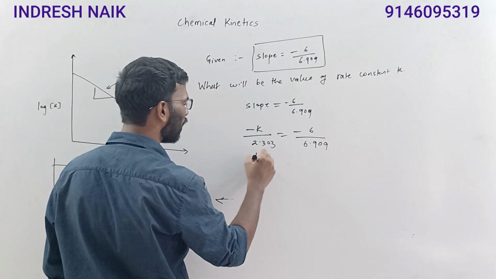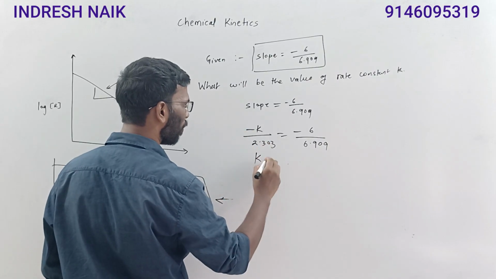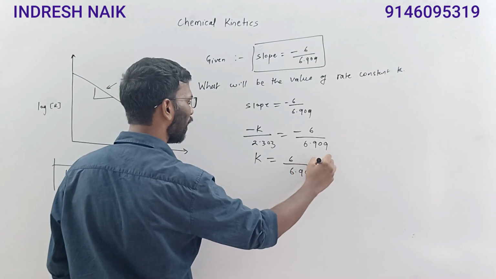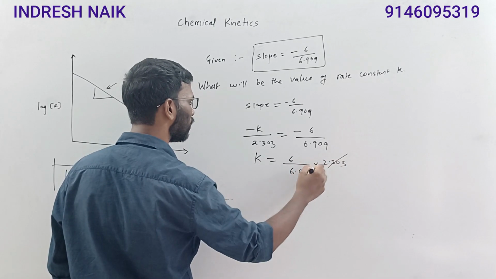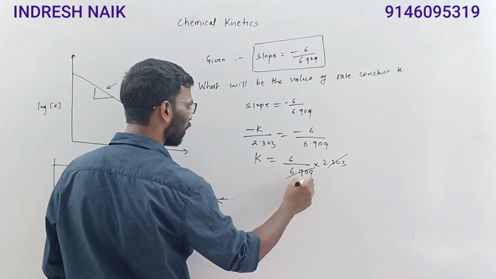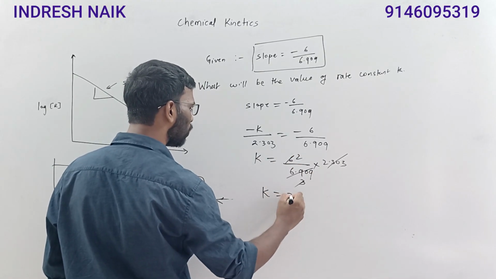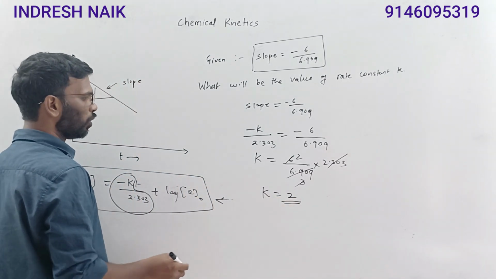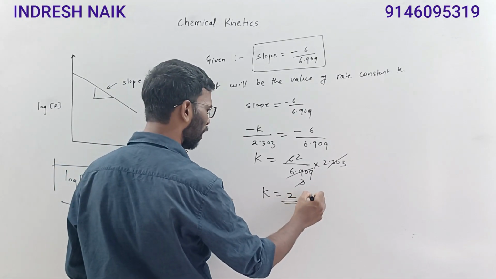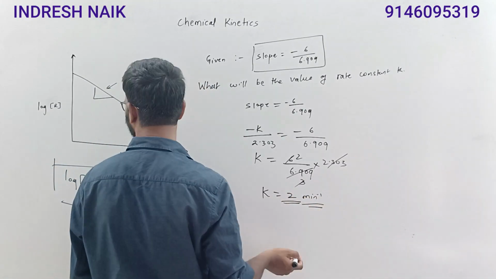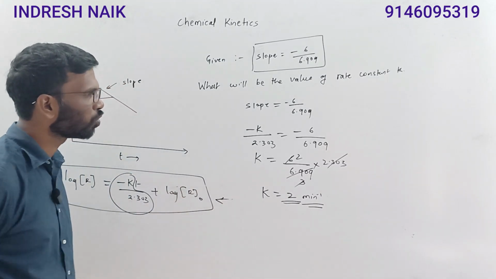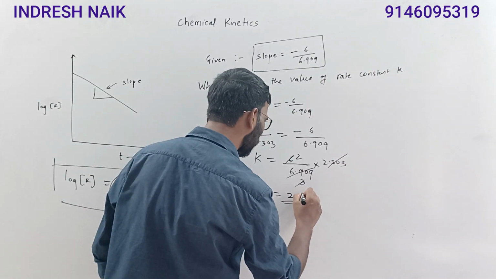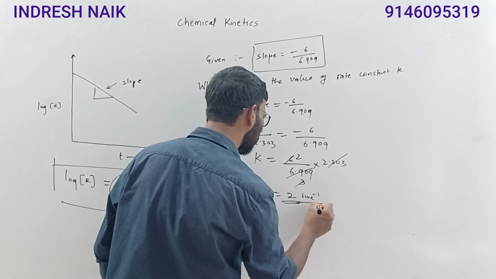Right? So k will be equal to what? This and this will become positive. So k will be equal to 6.909 upon 2.303. This will cancel 3 times and this 3 2s are. So k will be equal to 3. Since it is a first order reaction, unit will be per minute or per second. We'll consider this to be per minute. Or the unit will be per time, we'll write, time inverse.